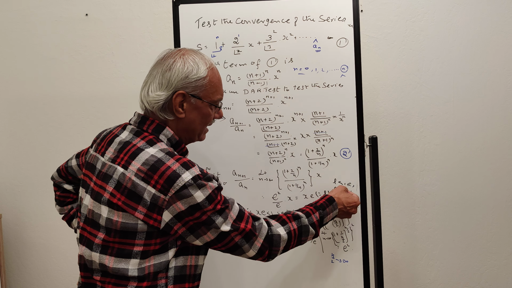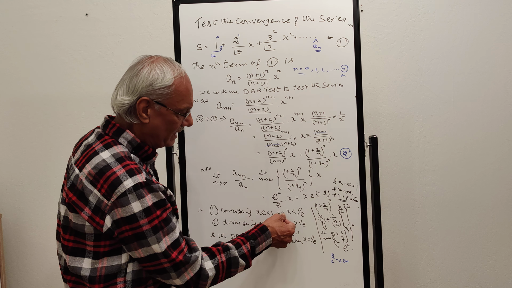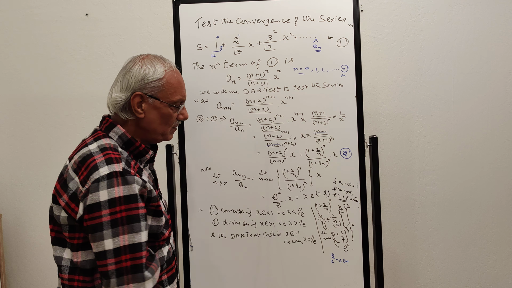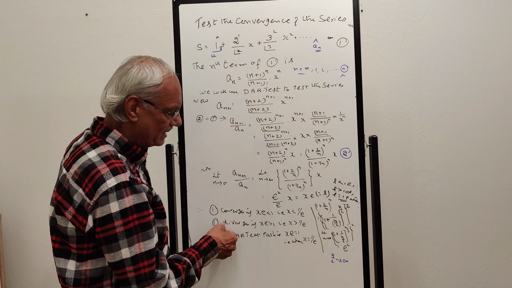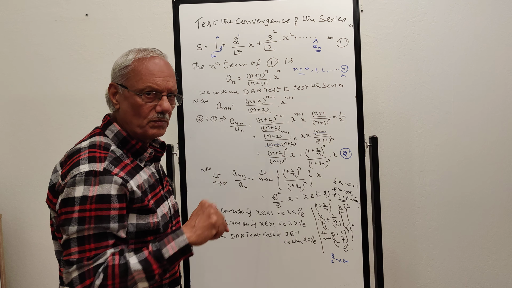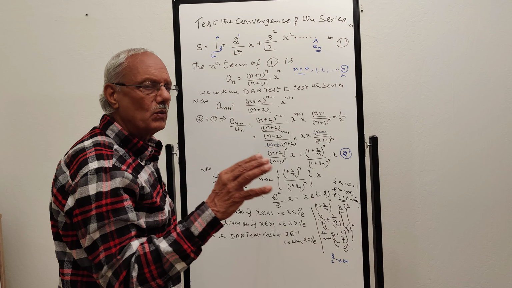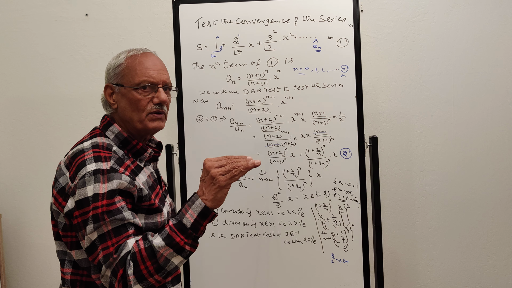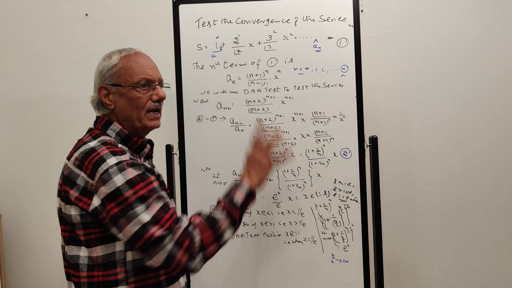Now L is less than 1. That means xe is less than 1, that is, if x is less than 1 by e, it is a convergent series. If xe is greater than 1, that is, x is greater than 1 by e, then it is a divergent series. This series will be convergent if x is less than 1 by e, and it is a divergent series if x is greater than 1 by e. e is nothing but the incommensurable number whose value is 2.71828.